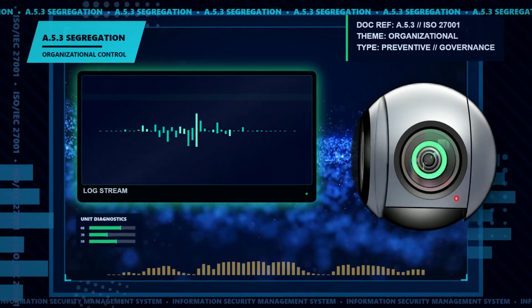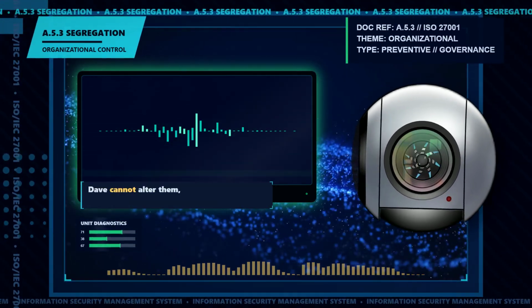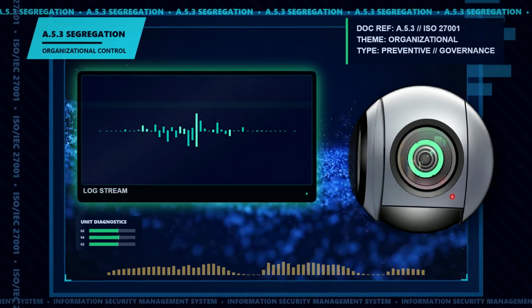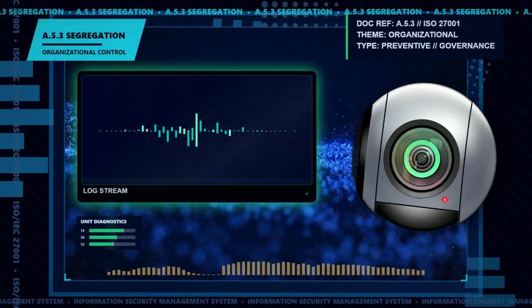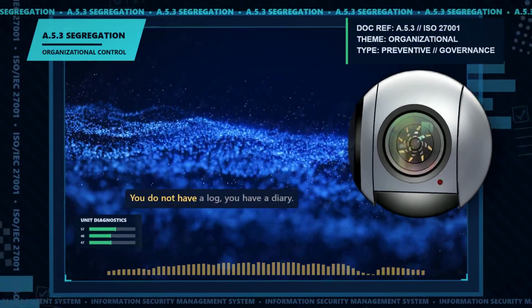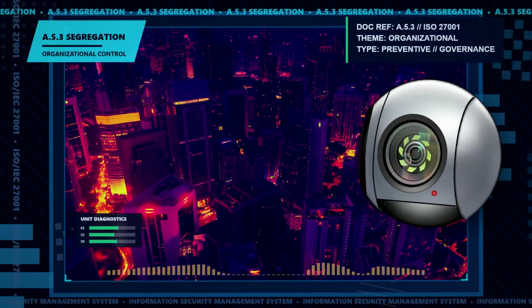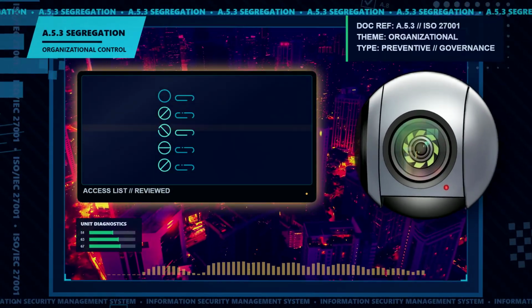Ship your logs somewhere Dave cannot alter them. Append only, separate account, different credentials. If your administrator can quietly rewrite the record of what your administrator did, you do not have a log, you have a diary. Third, someone who is not Dave goes through the access list every quarter.